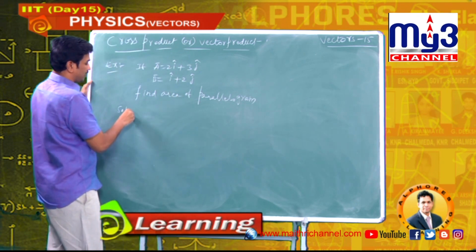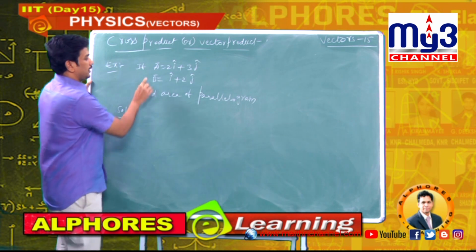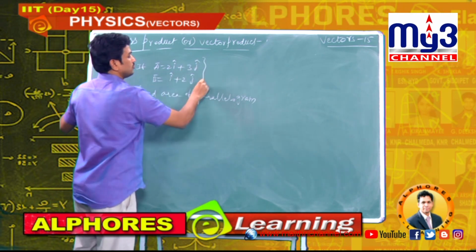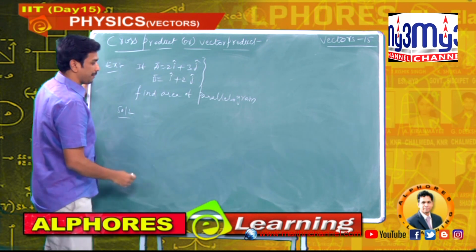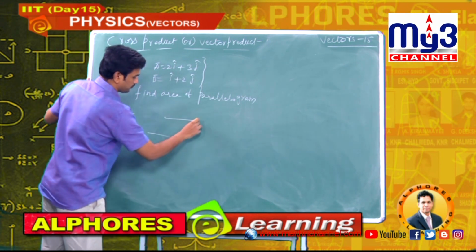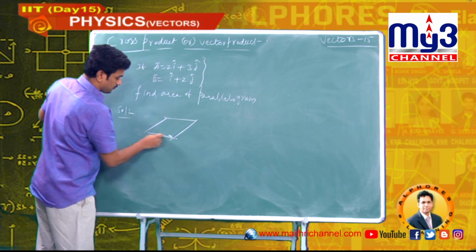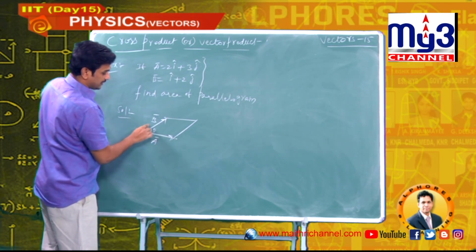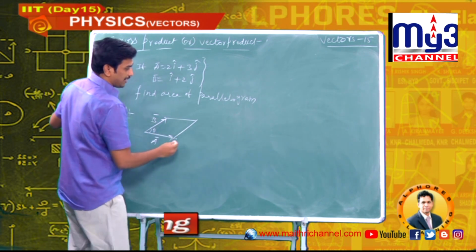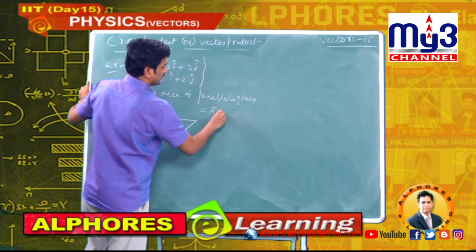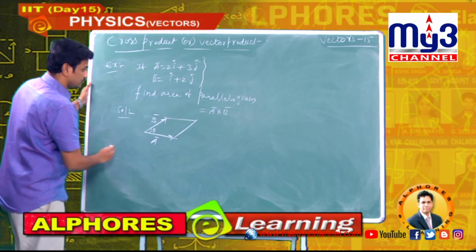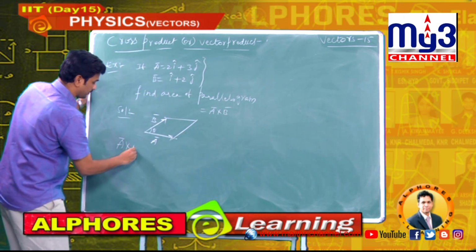How to find area of parallelogram? A bar, B bar, as per the given question, these two are adjacent sides of a parallelogram. Now what is the area of parallelogram formula? A bar cross B bar. This we know very well, already we proved it. Now how to calculate A bar cross B bar?